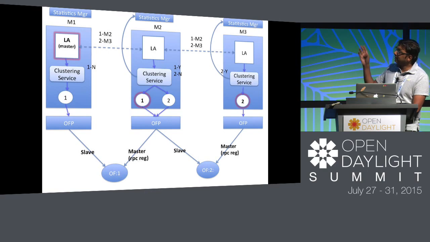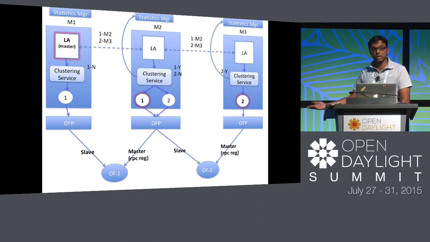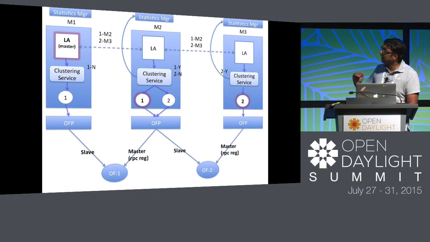Then there are some apps, like Stats Manager and others, which can be notified that I am the master for this device. Based on that, these apps can also make decisions as to what they have to do on a particular node. This is with the assumption that it's a symmetrical system where all the apps are present in all the members.